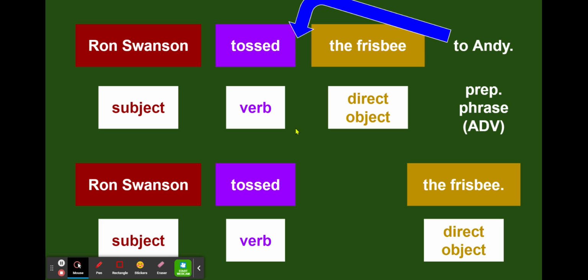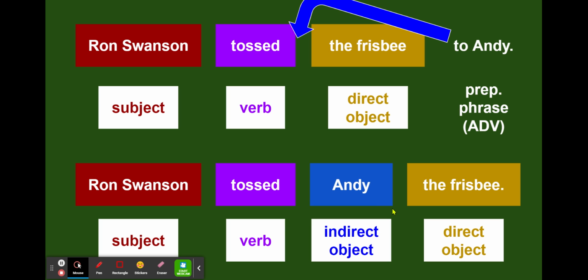But now we can take this Andy and we can actually move it in English into a position here. But in order to do that, we have to get rid of the preposition to. So we're just going to say Ron Swanson tossed Andy the Frisbee. We're not going to say Ron Swanson tossed to Andy the Frisbee. That doesn't make sense with English syntax. So Ron Swanson tossed Andy the Frisbee.